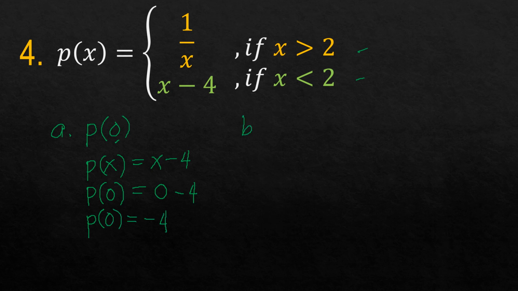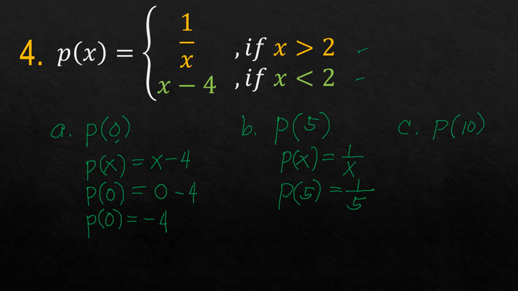Okay, so let's have the next. Let's try to look p of 5. So 5 is greater than 2. So we're going to use the first subfunction p of x is equal to 1 over x. We substitute, so p of 5 is equal to 1/5. Okay, so what about p of 10 minus p of negative 2?